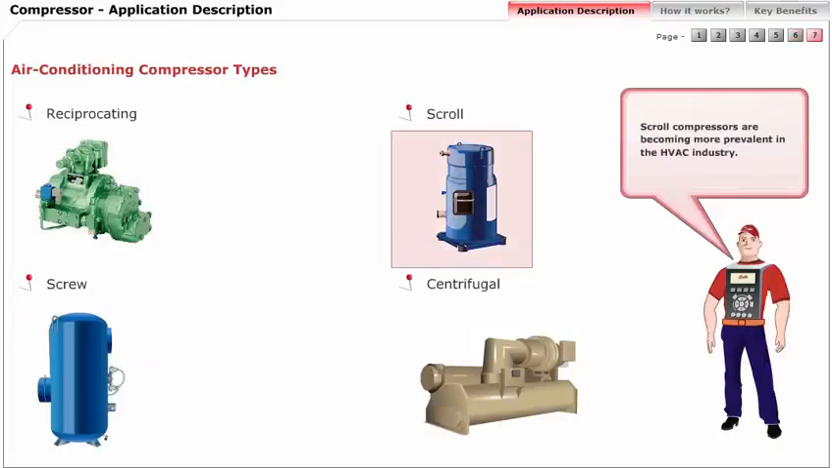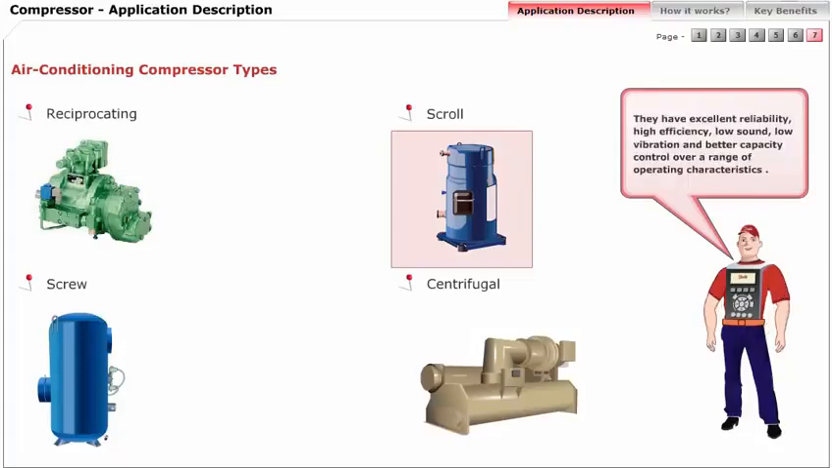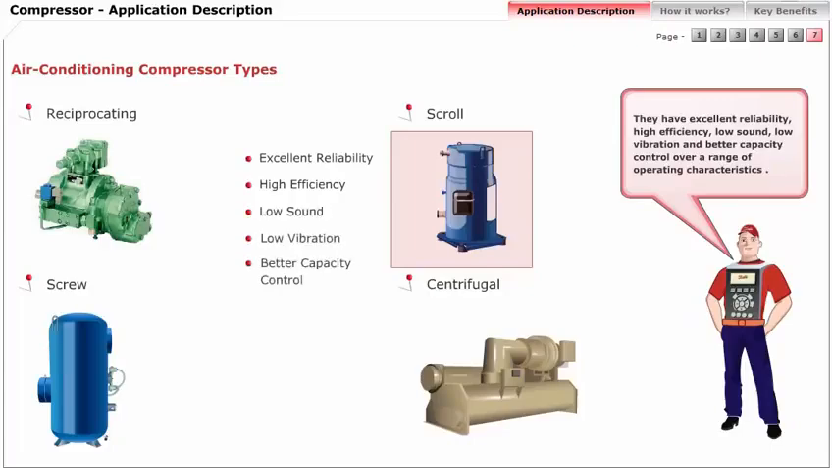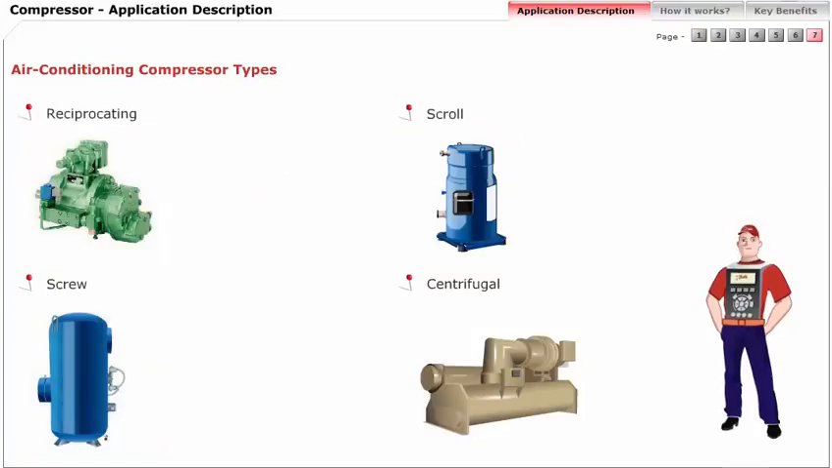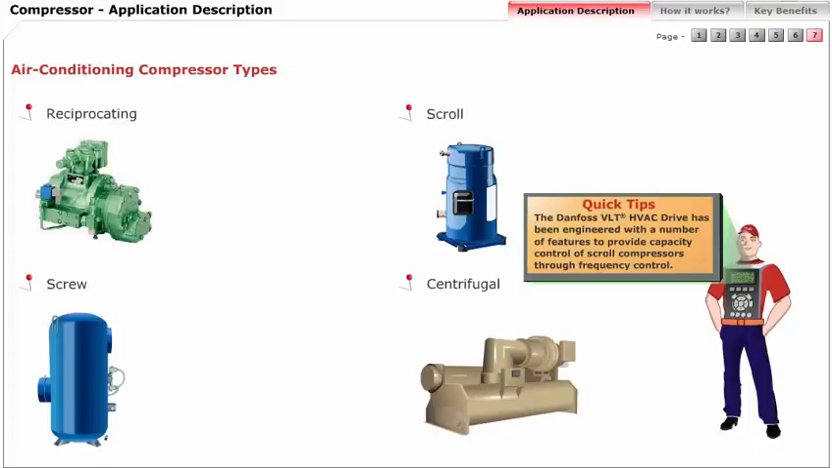Scroll compressors are becoming more prevalent in the HVAC industry. They have excellent reliability, high efficiency, low sound, low vibration, and better capacity control over a range of operating characteristics when compared to reciprocating and screw compressors of similar size. The Danfoss VLT HVAC drive has been engineered with a number of features to provide capacity control of scroll compressors through frequency control.